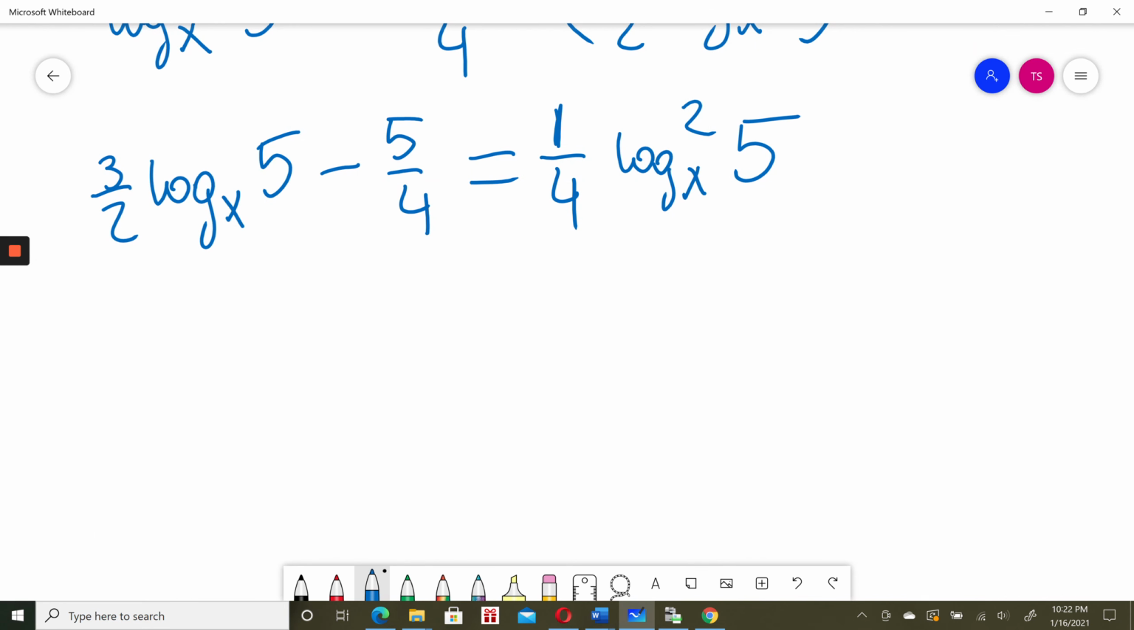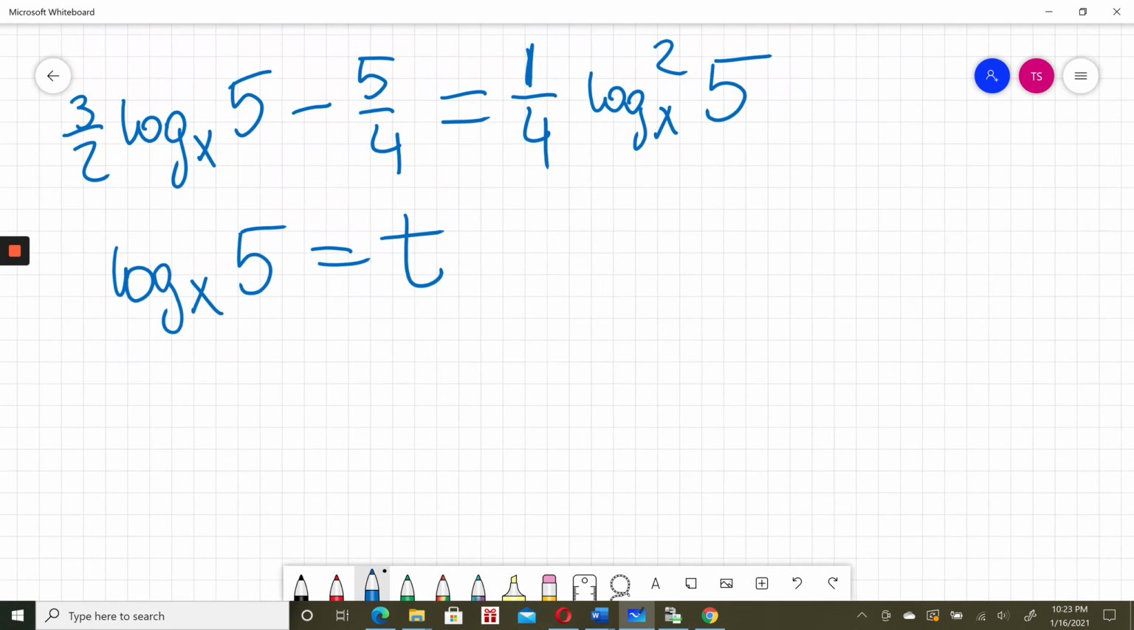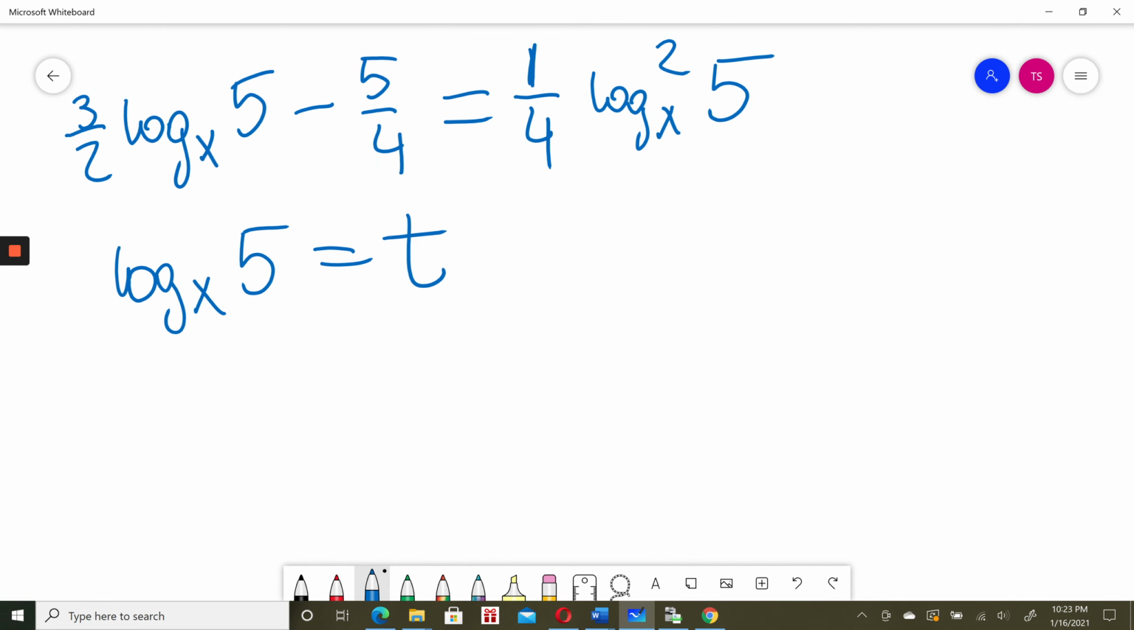At this moment I have just log base x of 5. I will make a substitution. Log x 5, this will be my t. So now I have 3/2 t minus 5/4, and this is equal to 1/4 t squared, because I have log squared.